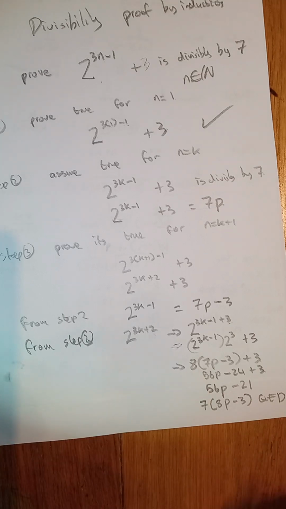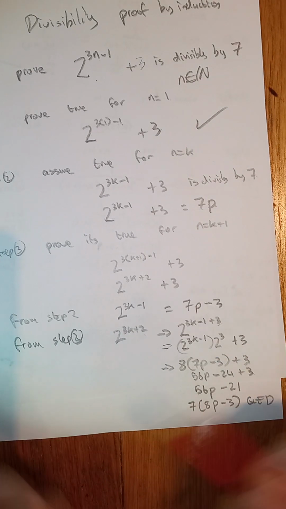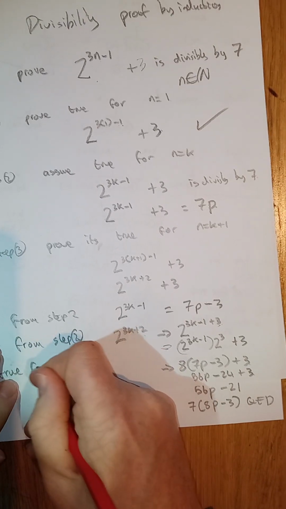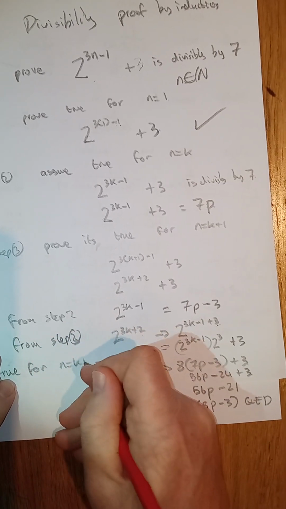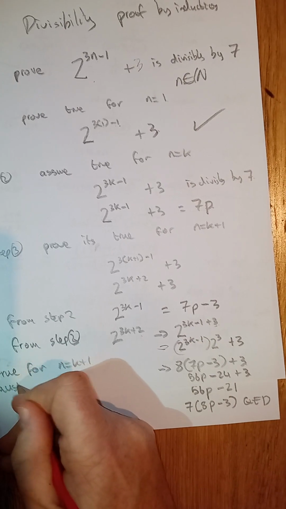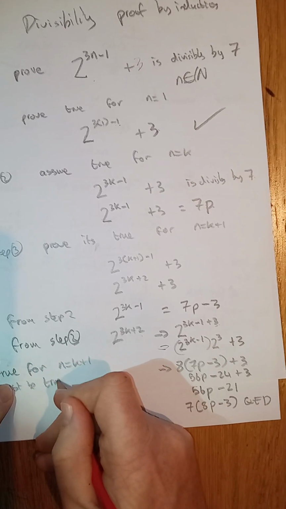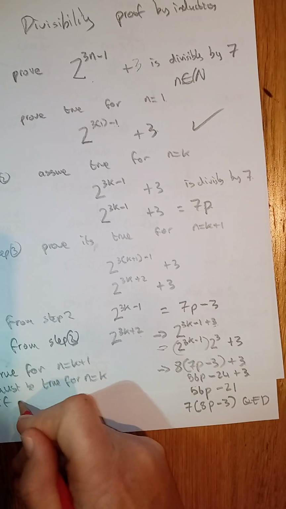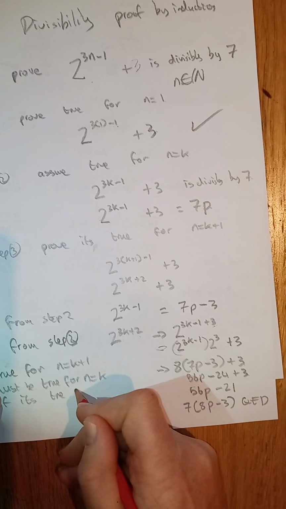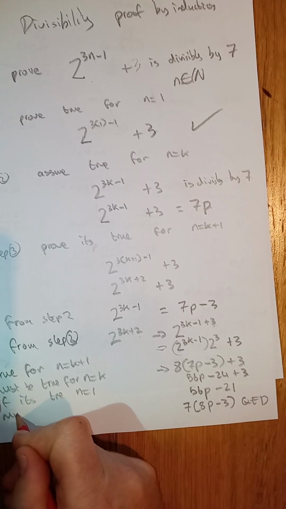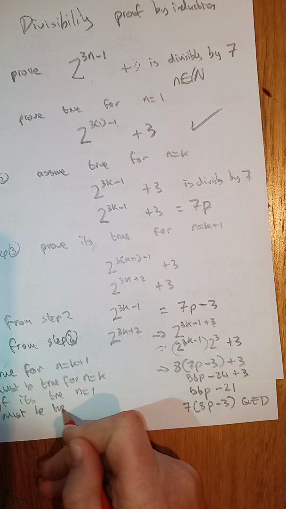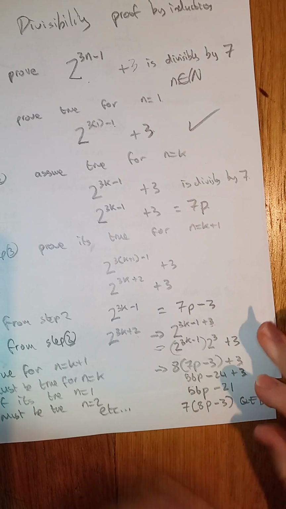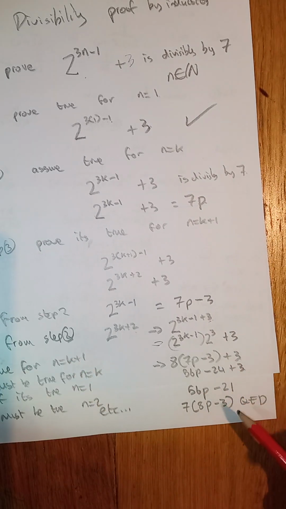So there you go, proving it. So what do we say? If it's true for n equals k, it must be true for n equals k plus 1, and if it's true for n equal to 1, it must be true for n equal to 2, etc. And that's how you go about proving them all.